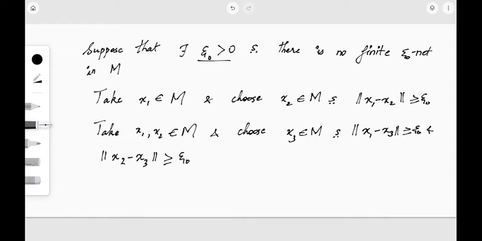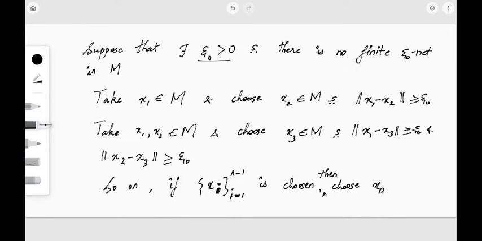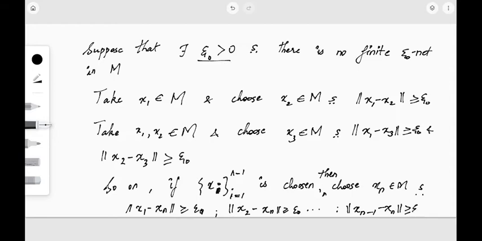Okay, so in this manner, if we continue this process, if the set x_i where i varies from 1 to n minus 1 is chosen already, then I will choose x_n, an element of M, such that norm of x1 minus xn is greater than or equal to epsilon naught, then norm x2 minus xn is greater than or equal to epsilon naught, and so on, norm of x_(n-1) minus xn is also greater than or equal to epsilon naught.